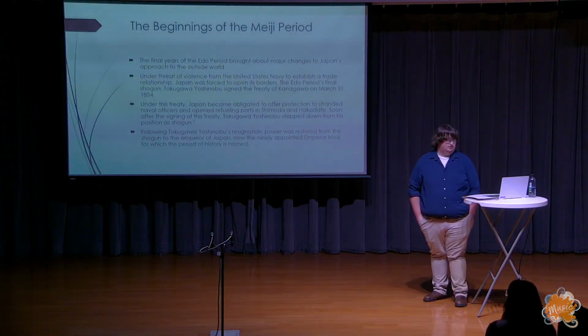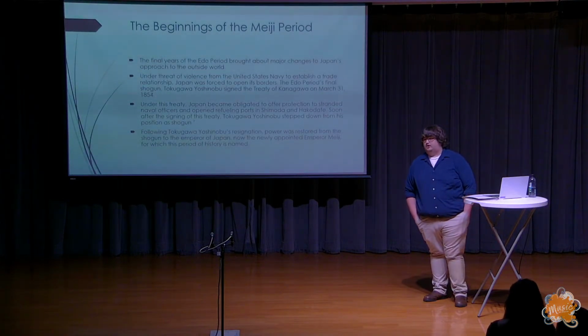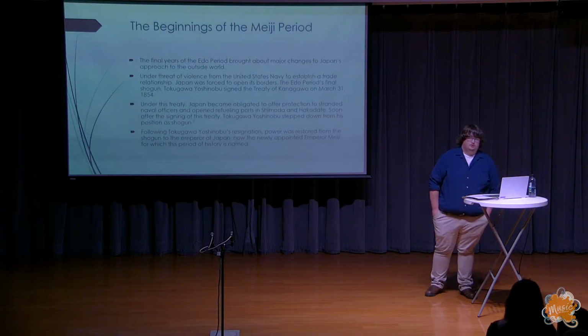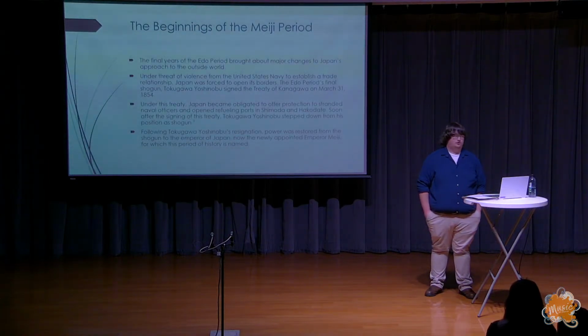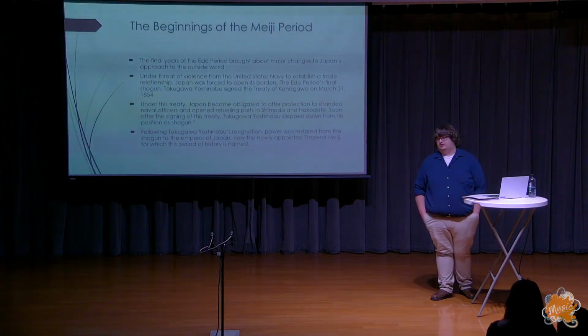Japan's final Edo period shogun, Tokugawa Yoshinobu, signed the Treaty of Kanagawa on March 31st, 1854. So we just missed the 170th anniversary. Set your calendar for next year.